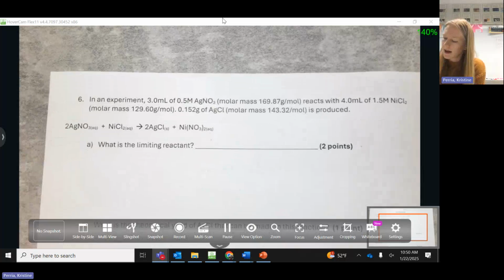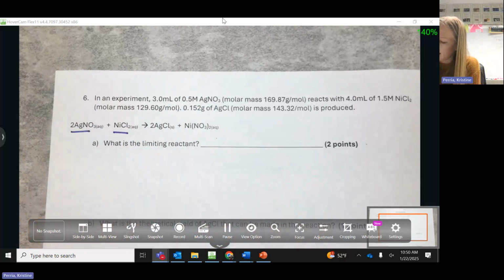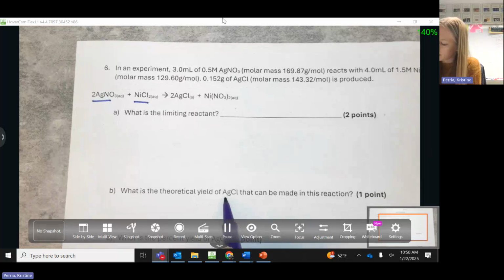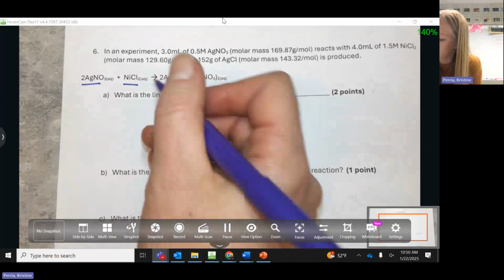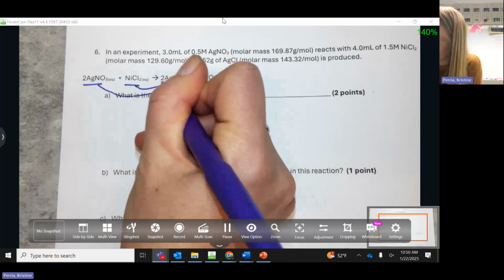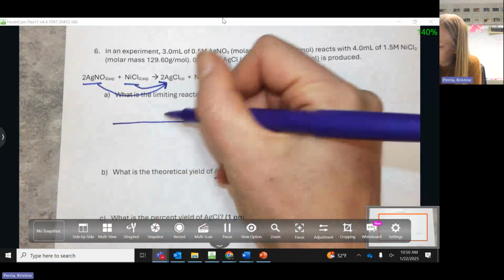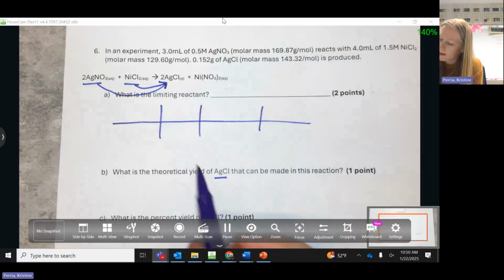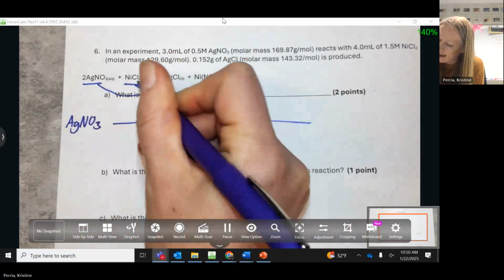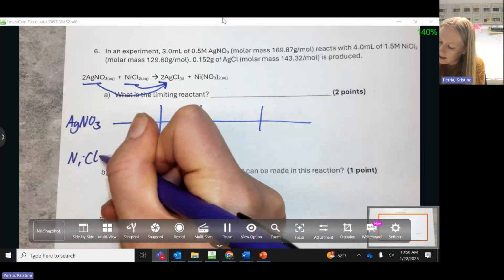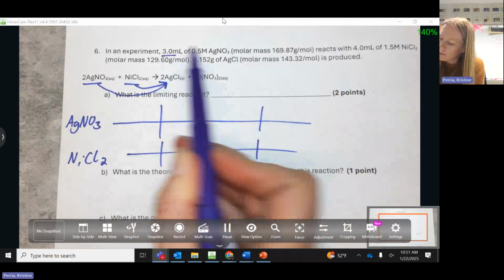Number 6, we have 2 reactants, AgNO₃ and then NiCl₂, and then you can see that we're going to be going to AgCl. So this is similar to the other practice test, just different numbers. And so we're going to be doing 2 problems going to grams of AgCl. I'm going to set those up. Okay. And for this one, this is my AgNO₃ one, and then this one is going to be my NiCl₂ one. Okay. Both of these, I'm starting with milliliters.